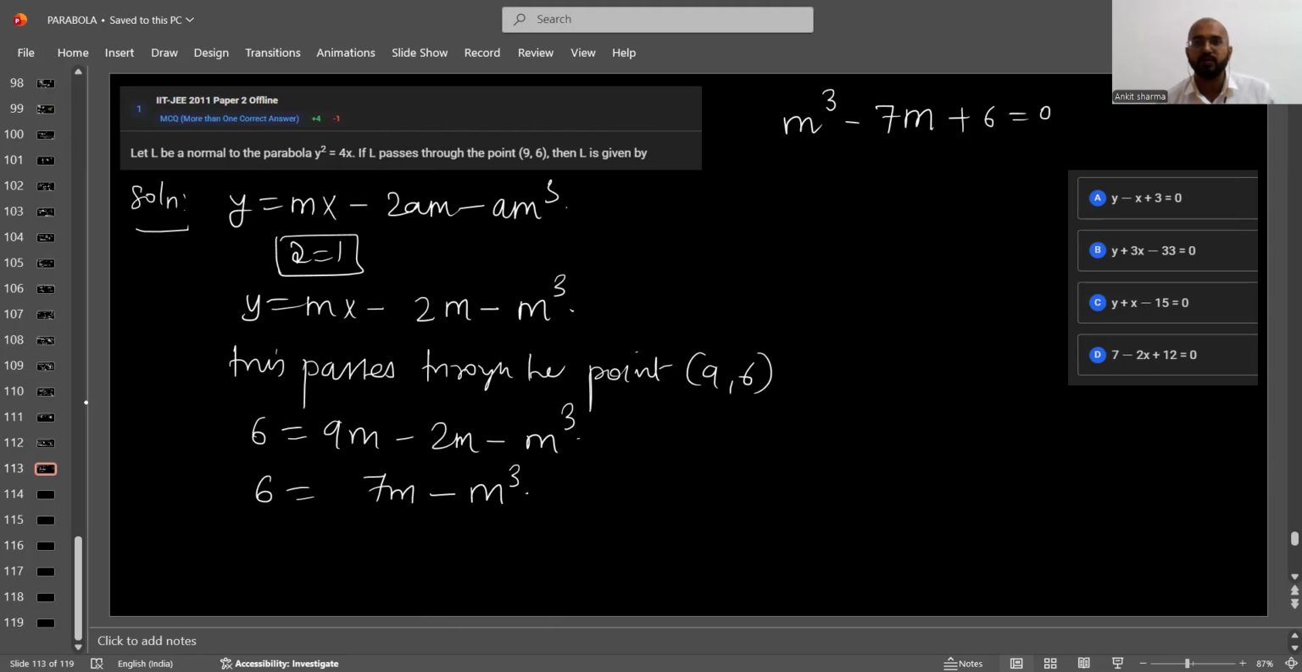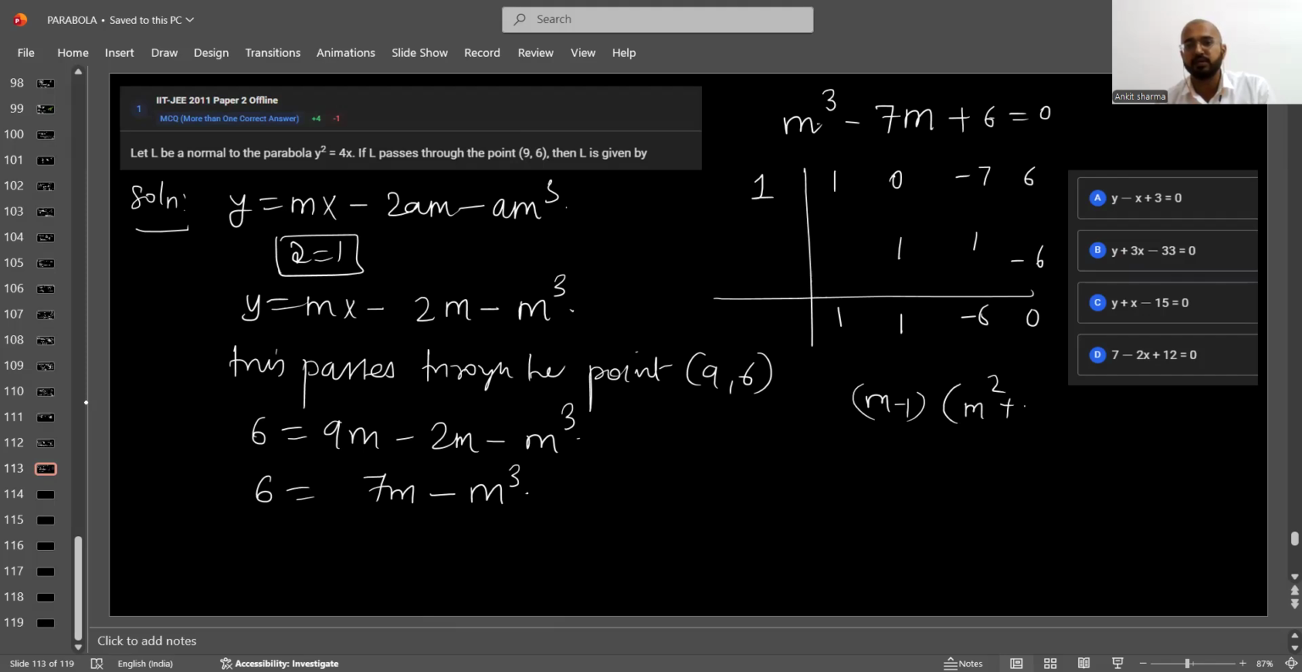So one can see that m is equal to 1 is one of the roots. We can use synthetic division. So 6 plus 1, 7 minus 7 is 0. So m is equal to 1 is the root. So I can write here 1, 0, minus 7, 6. So 1, 1, 1, 6, and then minus 6 here. This is 0. So I'm going to have m minus 1, m square plus m minus 6 is equal to 0. So m is equal to 1, and from here, if I solve these, I'm going to have m plus 3 and m minus 2 is equal to 0. So m is equal to minus 3 and m is equal to 2.